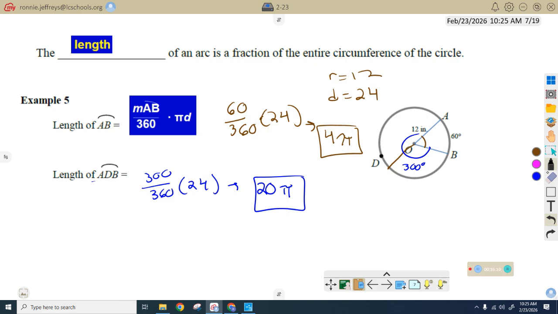Reason why, let's see, the total circumference on this would be 24 pi. This is our total circumference. It's a fraction of it. Well, if this is a fourth of it, or 4, the rest of it has to be 20. All right. And that's it for today.